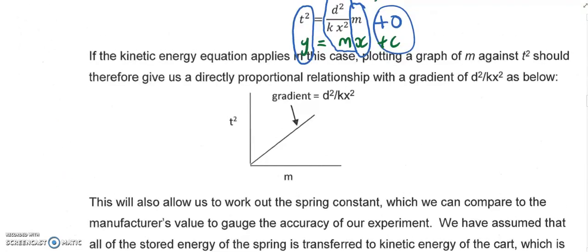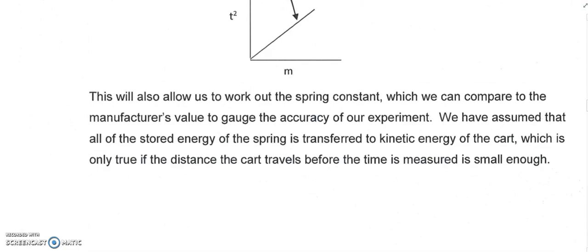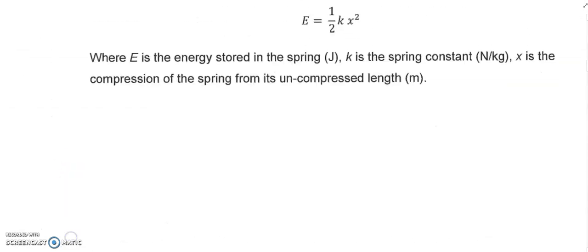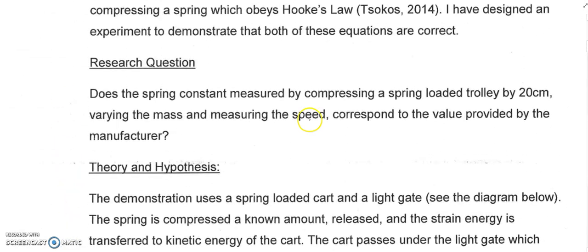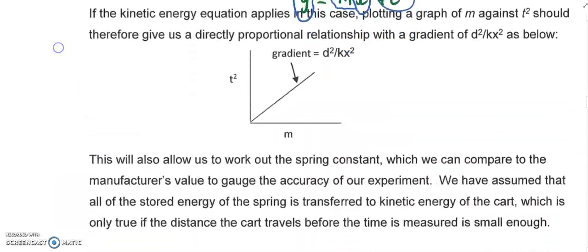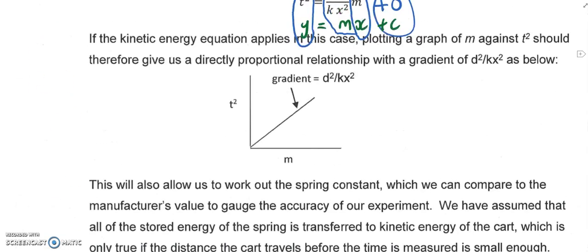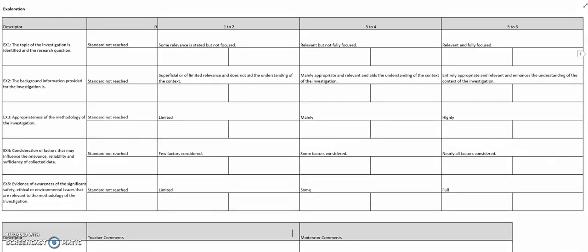If we plot this graph, we calculate the gradient. That will allow us to calculate the spring constant, which is a thing that we said we were going to measure in the research question. Do we need anything else here? No. This is that second point in the exploration section, the background information.